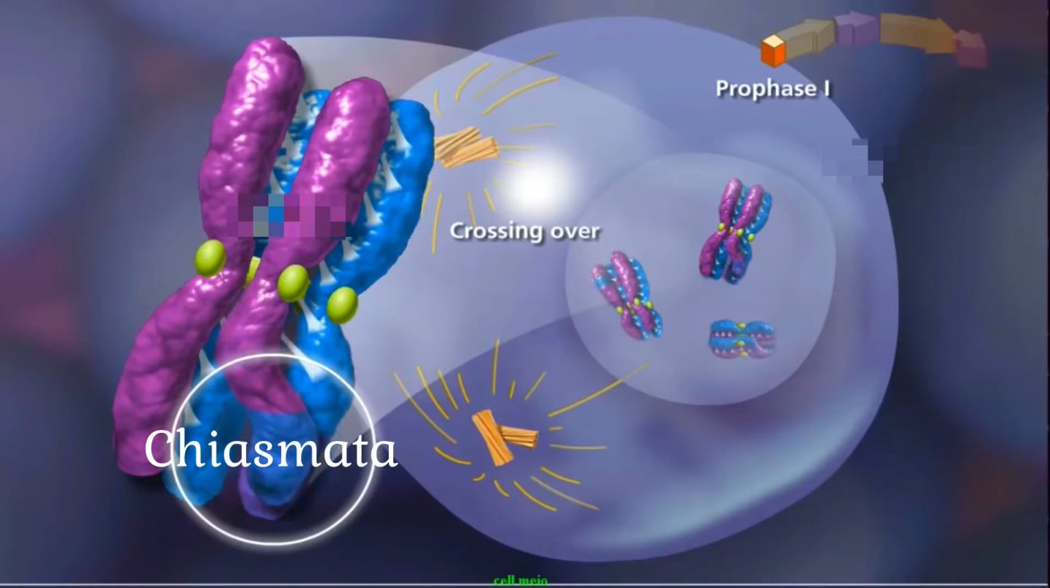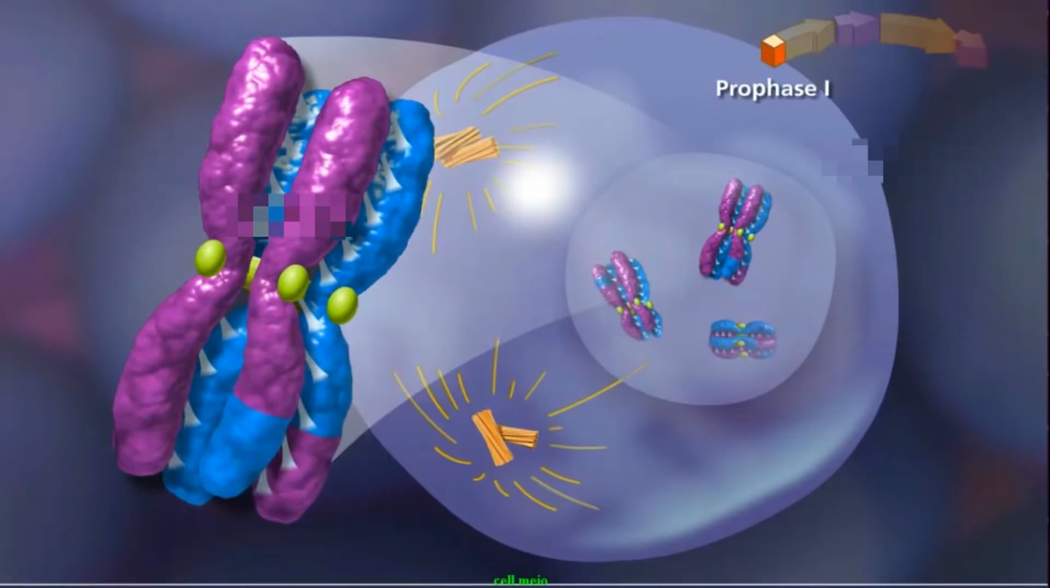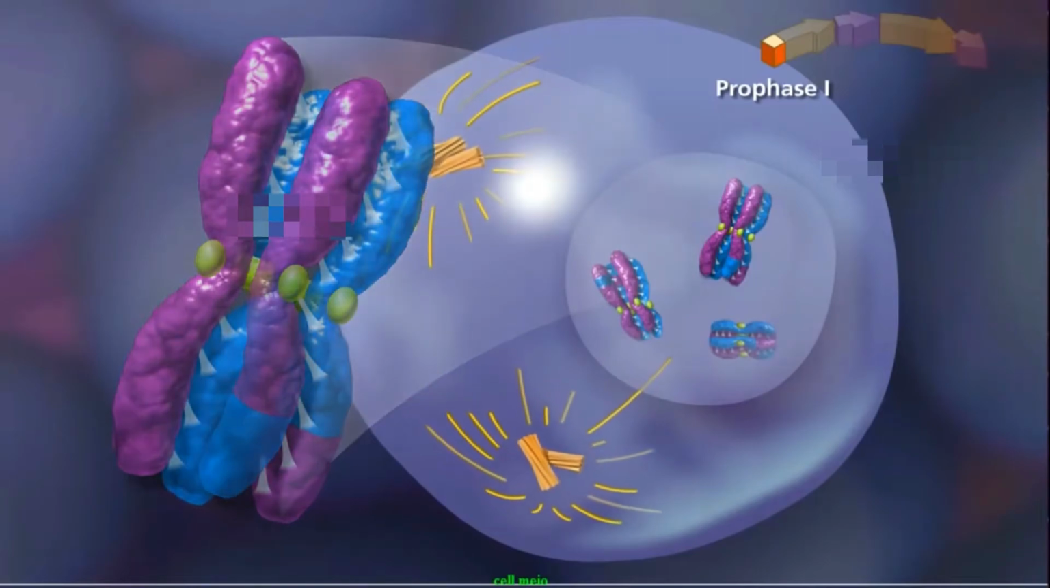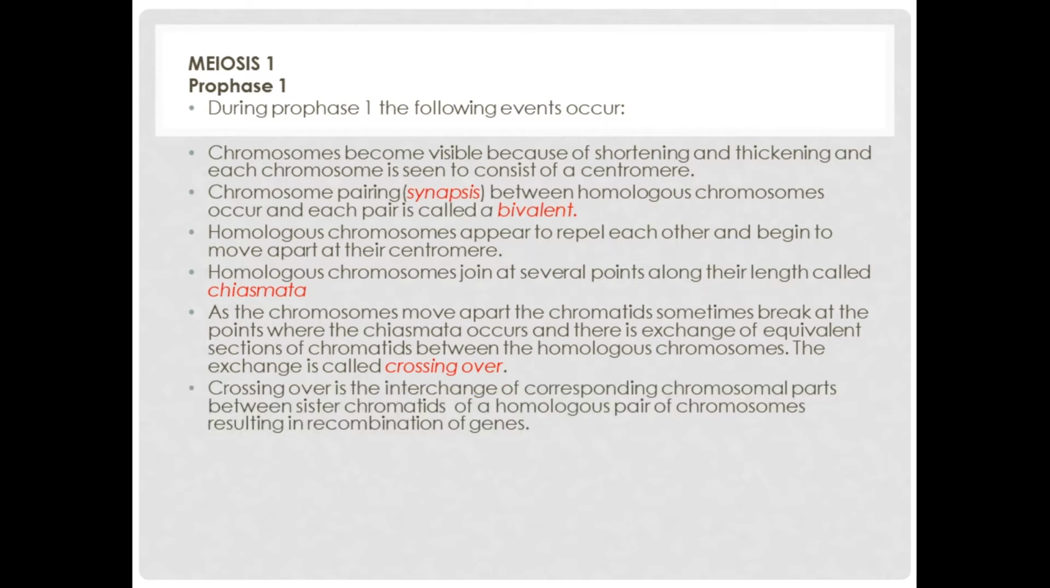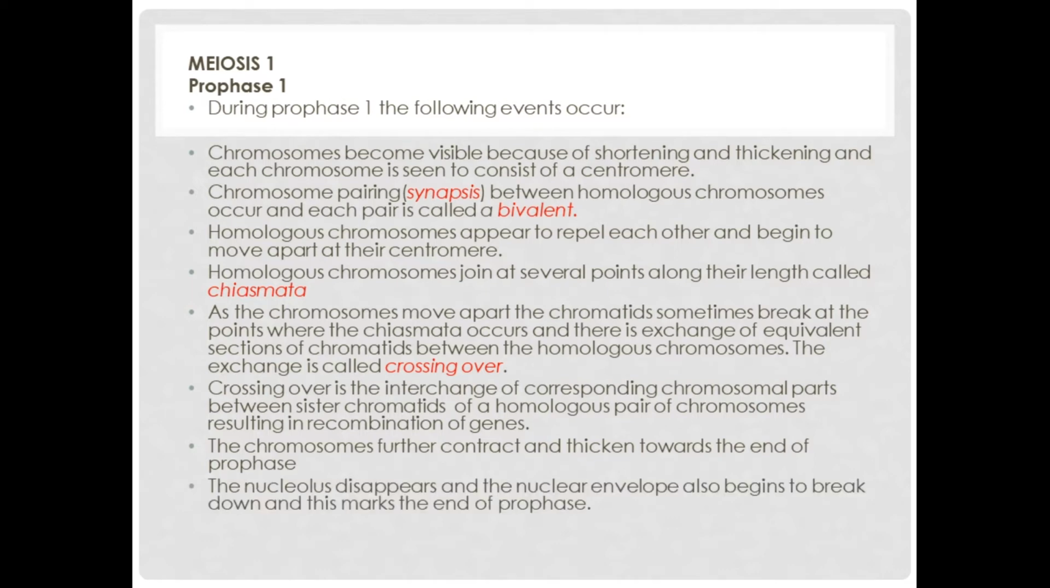As the chromosomes move apart, the chromatids sometimes break at the points where the chiasmata occur, and there is exchange of equivalent sections of chromatids between the homologous chromosomes. The exchange is called crossing over. Crossing over is the interchange of corresponding chromosomal parts between sister chromatids of a homologous pair of chromosomes, resulting in recombination of genes. The chromosomes further contract and thicken towards the end of prophase. The nucleolus disappears and the nuclear envelope also begins to break down, and this marks the end of prophase.